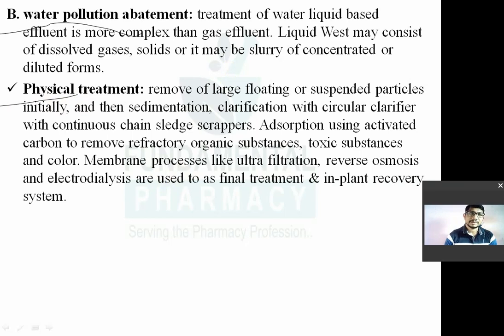Okay, so physical treatment, chemical treatment and biological treatment, these are the three measures to control the water pollution or water pollution abatement. ये याद रखो. Cooling towers and cooling ponds, they are for the thermal pollution. They are used for thermal pollution.